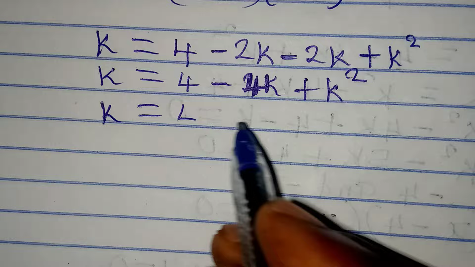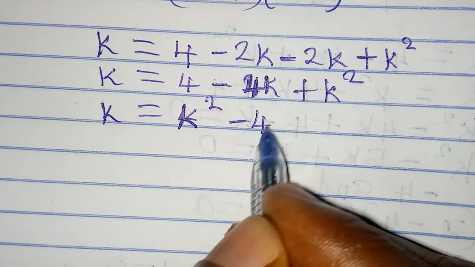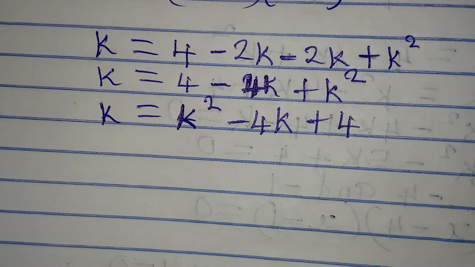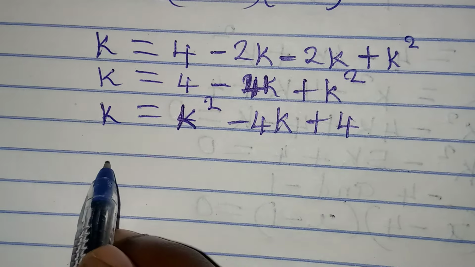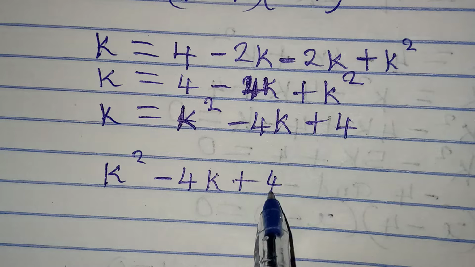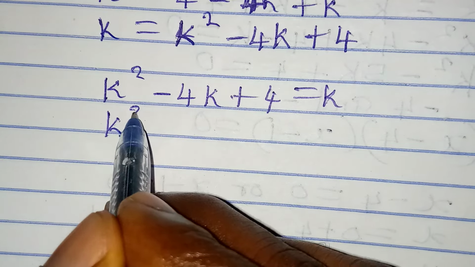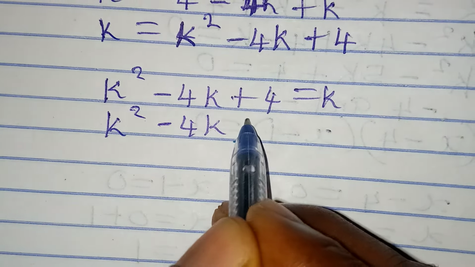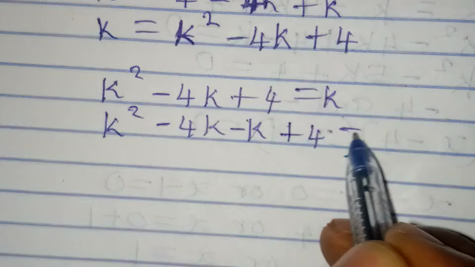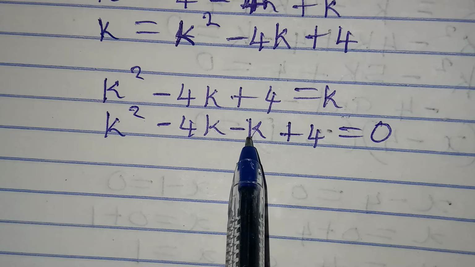Okay, let me rearrange this so that I write k squared first, then minus 4k comes next. This is plus 4 comes there. If I bring all of these to the left, I'm going to have k squared minus 4k plus 4 equals k. Then k squared minus 4k minus k plus 4 equals 0. Because this k has been shifted to the left, it becomes negative k.